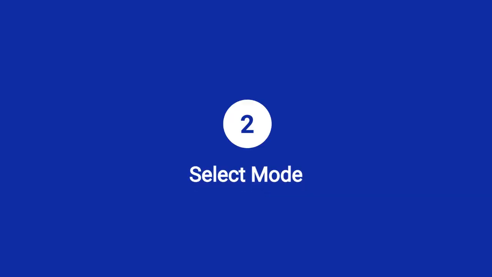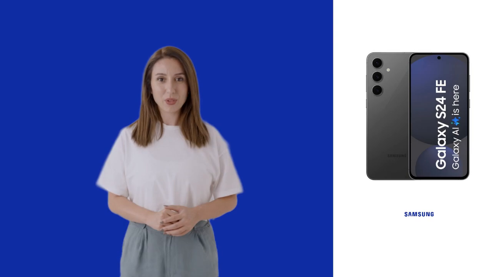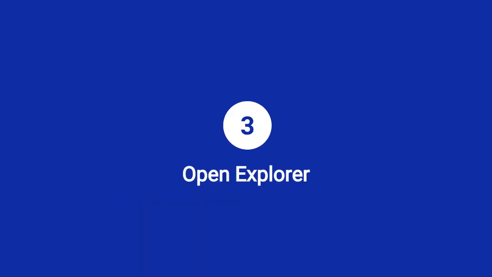Step 2. Select mode. On your phone, tap on the notification prompt to choose the connection type and select Transfer Files or MTP mode.